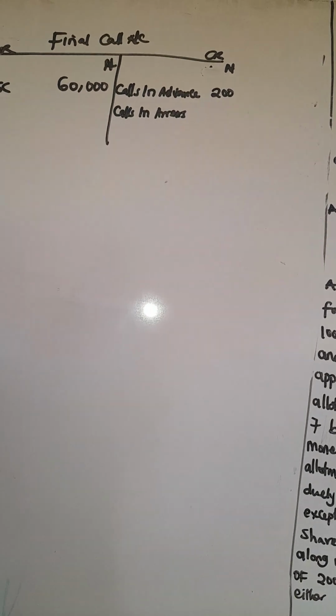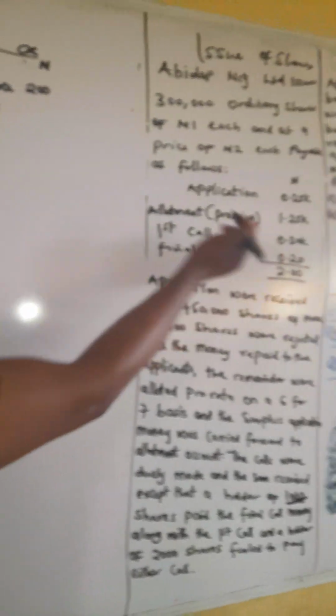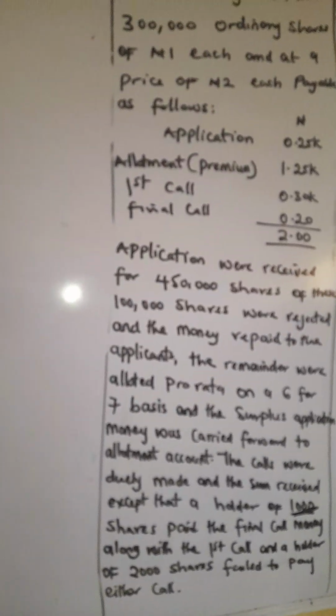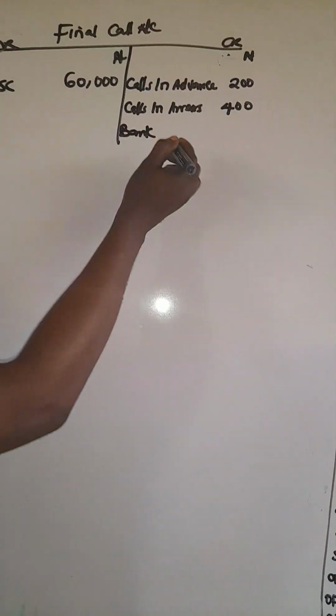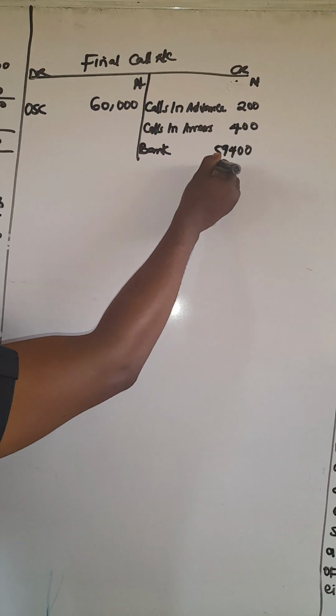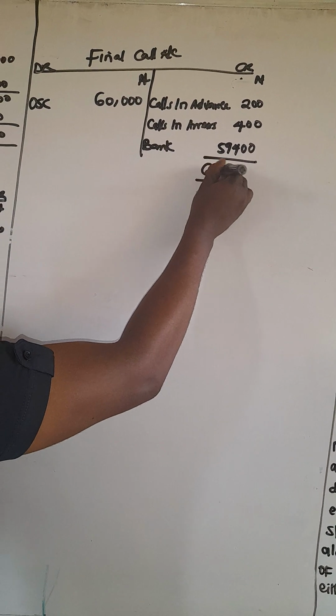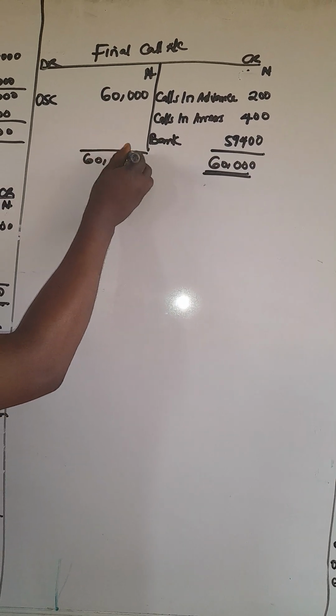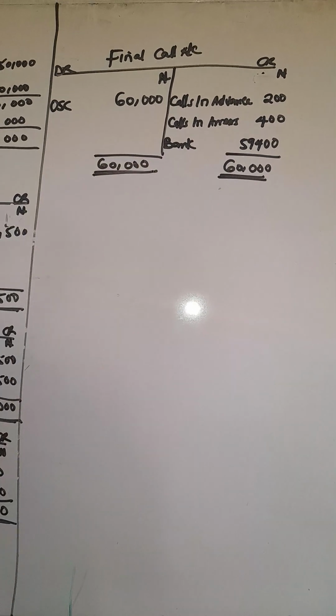Then we have calls in arrears of 2,000. 2,000 times 0.2. That gives us 400. Do you get it now? Then the bank. How much did the bank receive? The bank will be 60,000 minus 200 minus 400. That will be 60,000 minus 600. So the bank received 59,400. So this was the value that was paid into the bank. So this is 60,000. This is 60,000. You see it now. Now we are done with that.